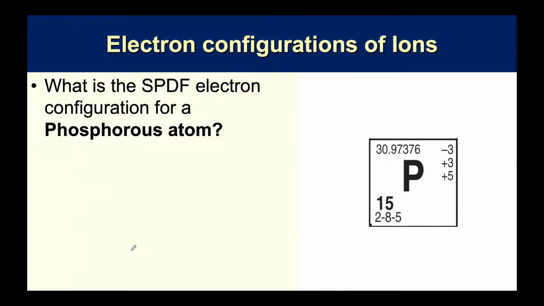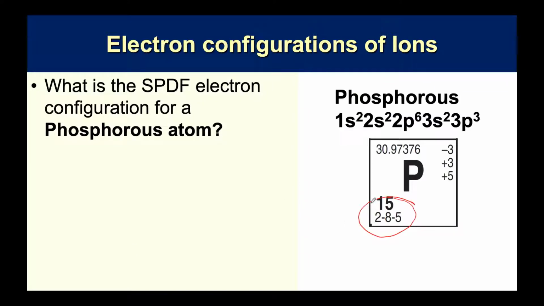So in order to write the electron configuration of an ion, you have to consider first what the SPDF electron configuration is of the atomic form of that element. So here we have phosphorus, and we see that the Bohr notation is 2-8-5. Let's turn that into SPDF. And here it is. It's 1s2, 2s2, 2p6, 3s2, 3p3.